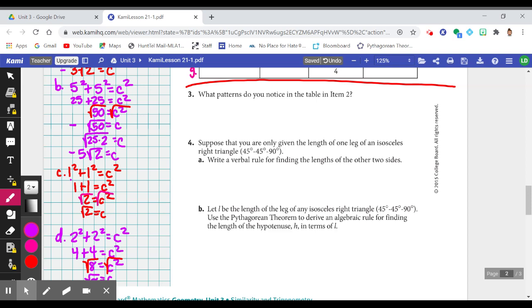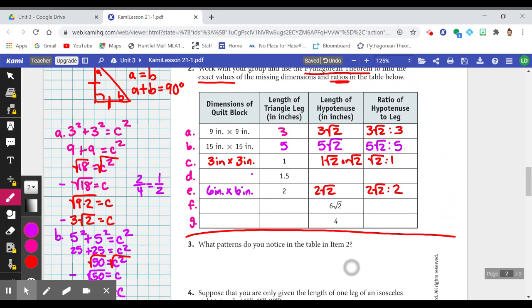That's in simplified form. So on this third section, we see that the ratio of the hypotenuse to a leg is square root of 2 to 1. In other words, whatever the length of our leg is, we multiply it by the square root of 2, and that's our hypotenuse. Go back to the other two. The length of our leg was 5. To find our hypotenuse, we multiplied it by square root of 2.